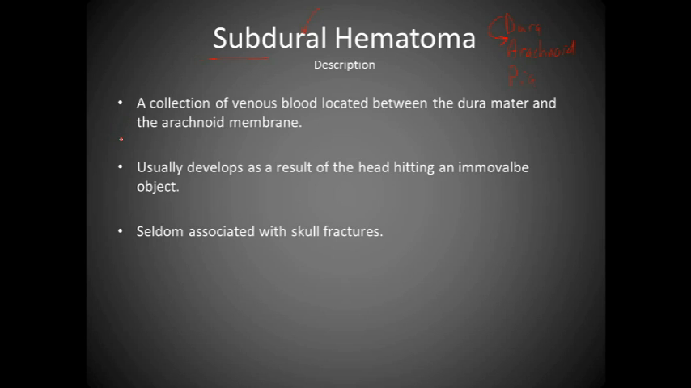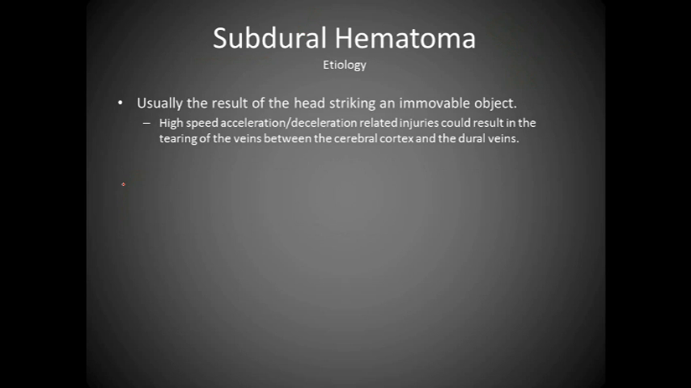It usually develops as a result of the head hitting an immovable object, seldom associated with skull fractures. And so this is what happens when your head meets an object that does not move. Quite common as well. Usually the result of the head striking an immovable object, such as a high-speed acceleration, deceleration. Related injuries could result in the tearing of the veins between the cerebral cortex and the dural veins.